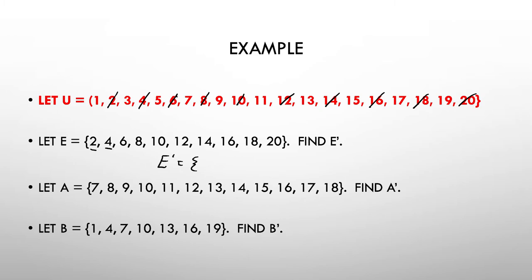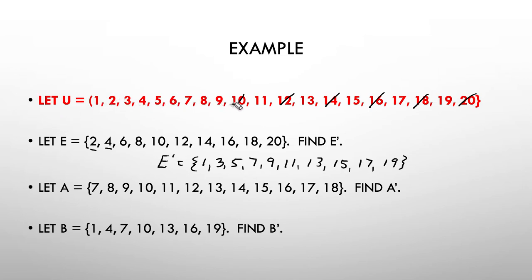The numbers that I have not marked off are the numbers that form the complement. So that's going to be 1, 3, 5, 7, 9, 11, 13, 15, 17, and 19. So again, the complement is made up of the numbers that are not in E.